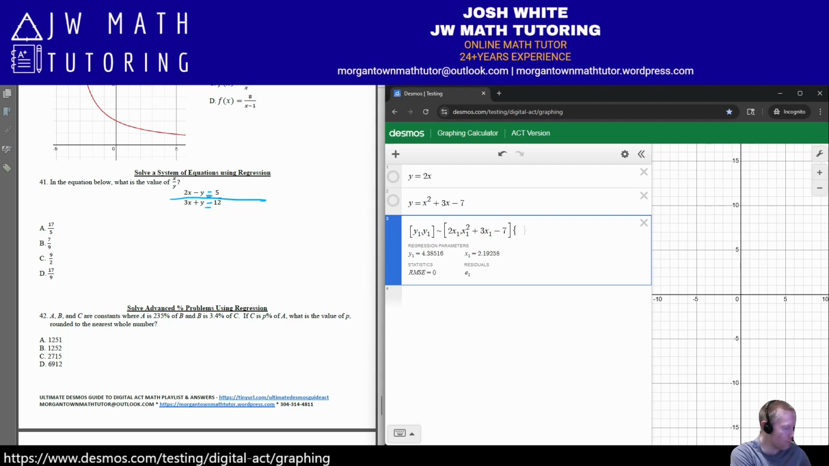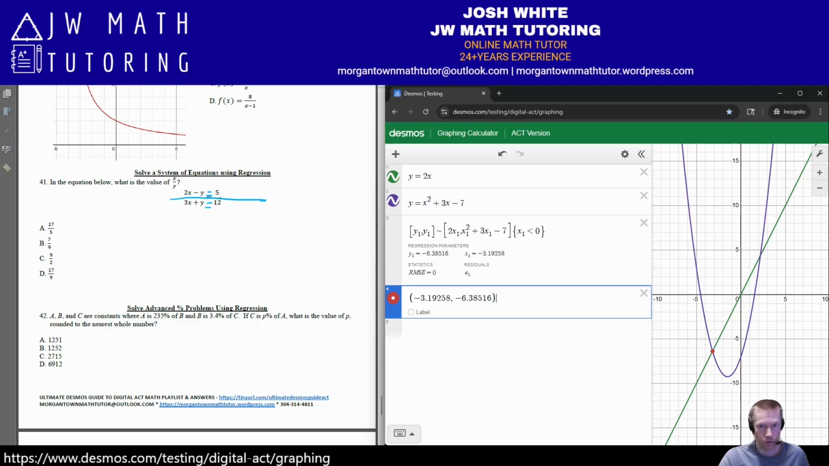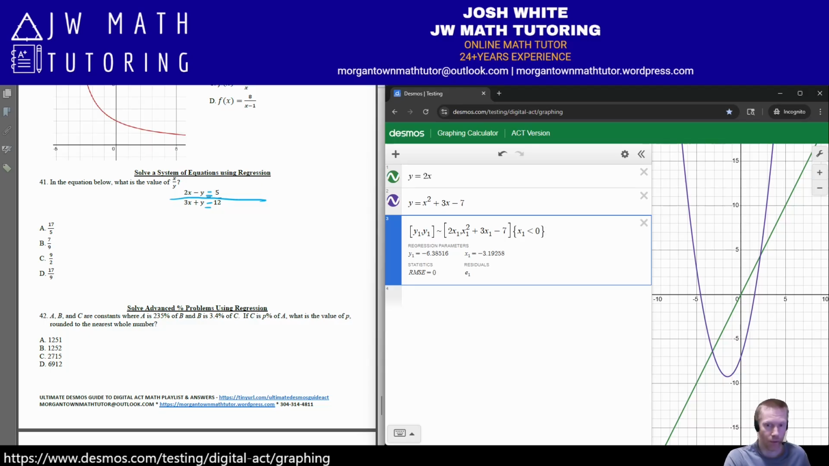What you could do is put in a restriction, like say x1 less than 0, and now it returns the correct solution. And just write down here, notice these are the correct values that match up with x1 and with y1. Okay, so sometimes you might have to do that. This applies to any equation or system of equations being solved with regression. It's not specifically for systems. It's for single equations as well, if it doesn't return the specific solution you are looking for.